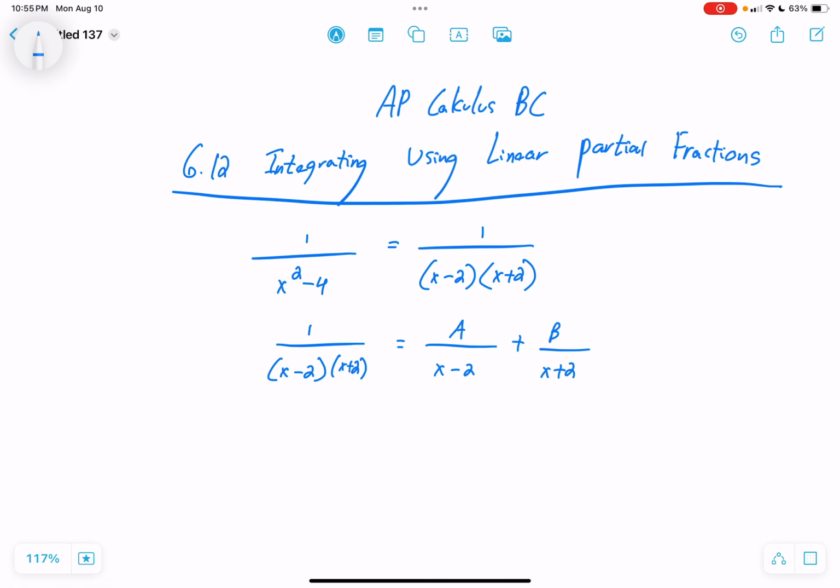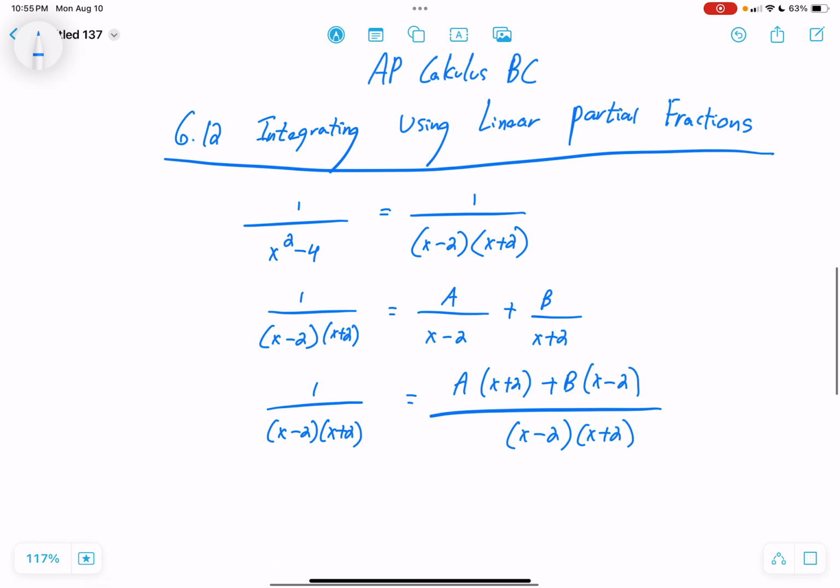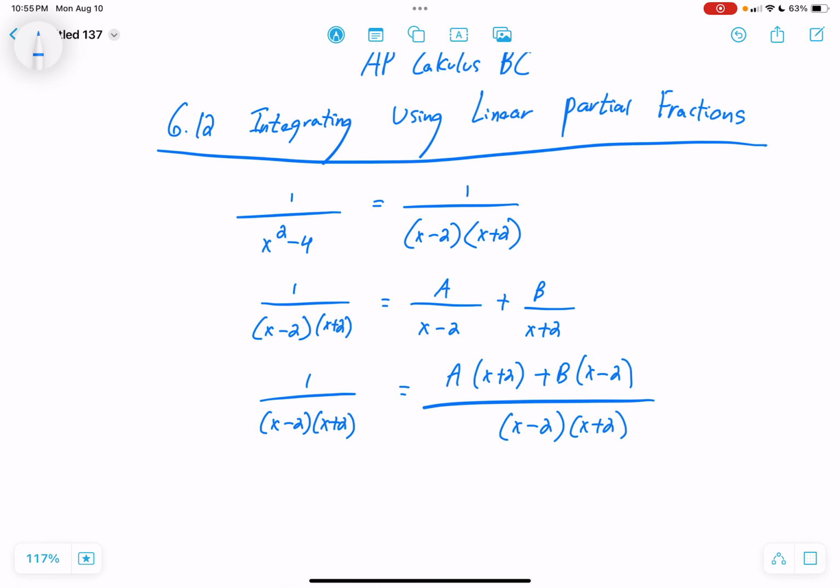Now what I can do is I can say 1 over x minus 2 times x plus 2 is equal to a times x plus 2 plus b times x minus 2 over x minus 2 times x plus 2. Notice how I just got a common denominator so I could combine my fractions. Now notice I can say a times x plus 2 plus b times x minus 2 equals 1.